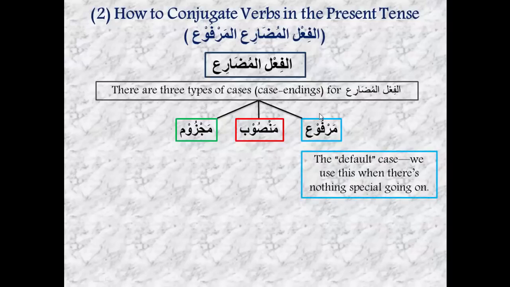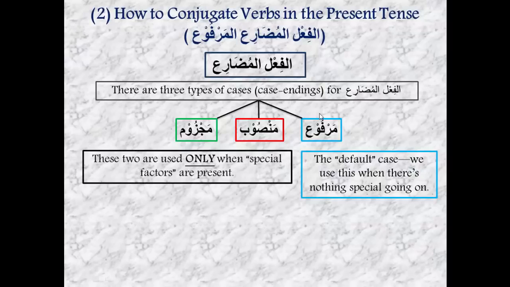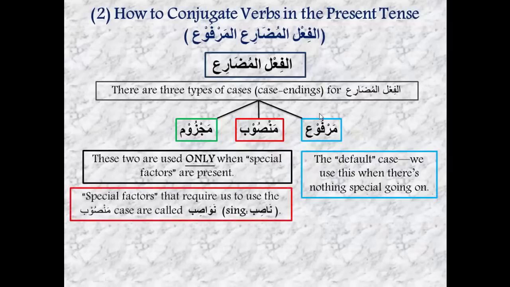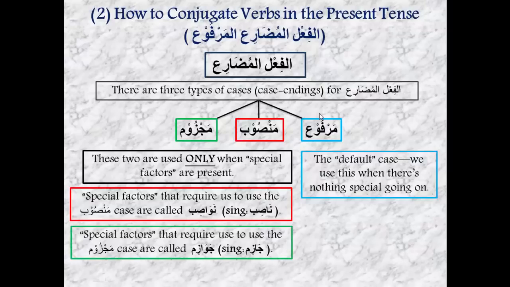This is basically the case that we use when there's nothing else special going on. So there are no other special circumstances or factors in the sentence. That means we would use al-fi'l al-mudari' al-marfu'. As for the other 2, they are used only when special factors are present. Special factors that require us to use the mansub case are called nawasib, singular nasib. And special factors that require us to use the majzoom case are called jawazim, singular jazim.